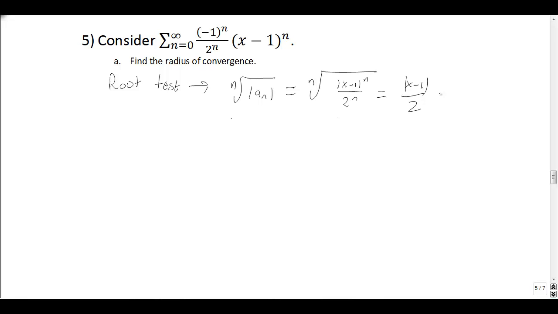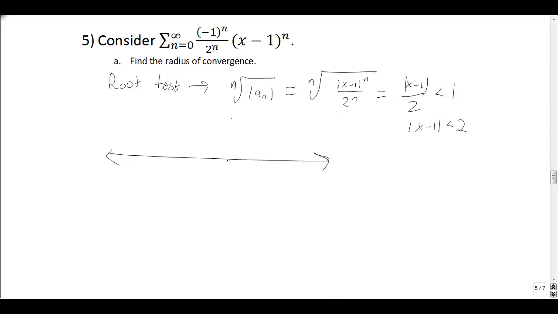Now note, the key thing here is we're going to get convergence or divergence from the root test depending on the relationship between the absolute value of x minus 1 over 2 and 1. So I'm just going to put less than 1 for convergence. That gets me the absolute value of x minus 1 less than 2. I could take a limit as n goes to infinity of this, but there are no n's, so I don't really need to do that here.